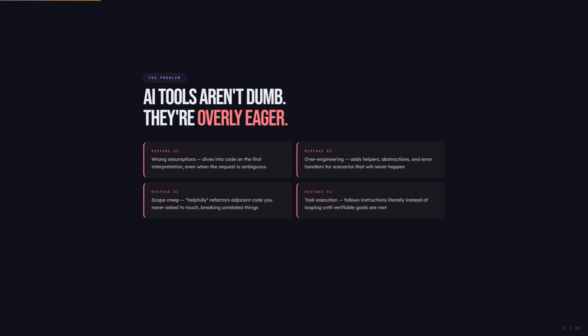Mistake number 4, task execution. It follows your instructions literally instead of looping until the actual goals are met. Task completed is not the same as goal achieved. The root cause? We prompt AI like we're micromanaging a junior developer, instead of giving it the clarity of specifications and goals that a senior engineer actually works from. These 4 rules fix that.